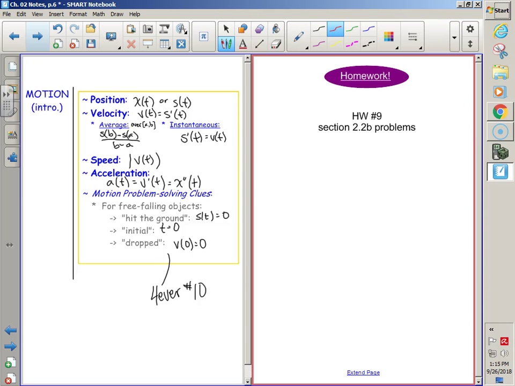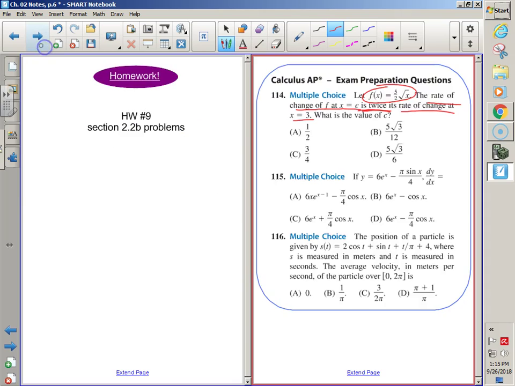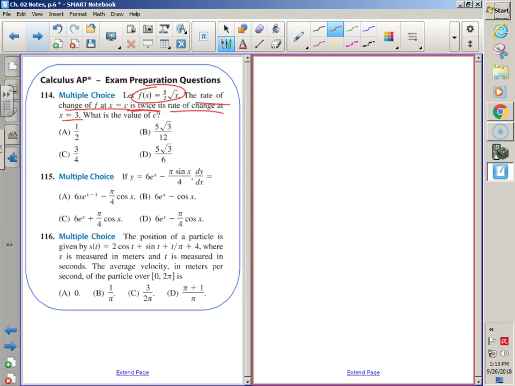1 time. So question, what are we doing for these guys if it says the rate of change of f at x equals c? How many times is that? Careful. Your brain sees this, you're like, 2. The rate of change of f at c is twice. How many instants are there? How many times are there?